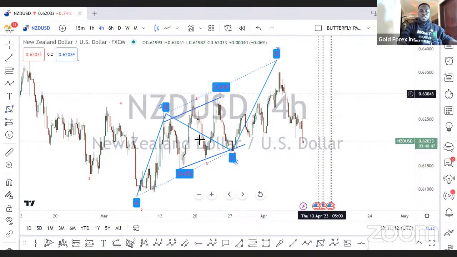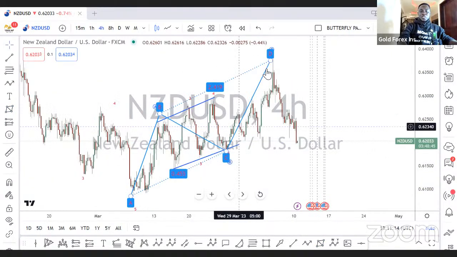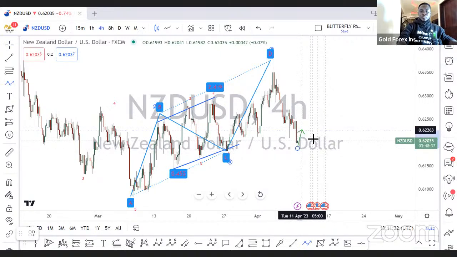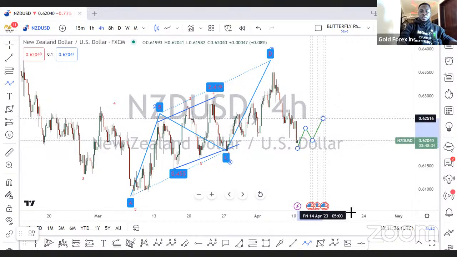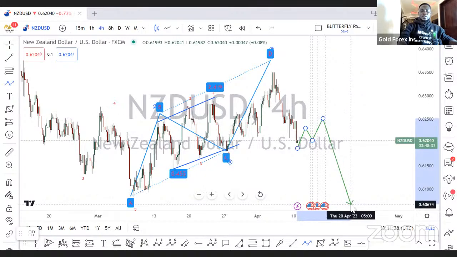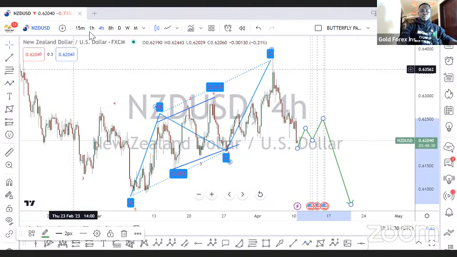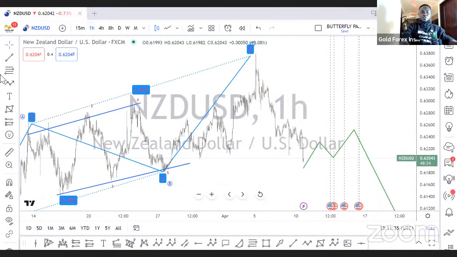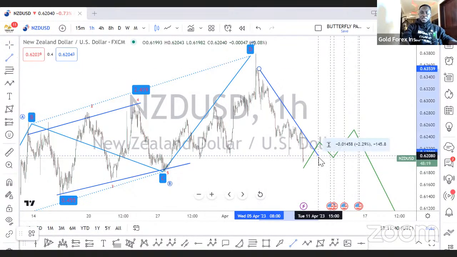The sell, this is a typical AB equals CD, but the sell is already gone. So what you are looking out for is something like this, forming a swing structure. Then you can sell to the downside. Okay, these are internal structures.